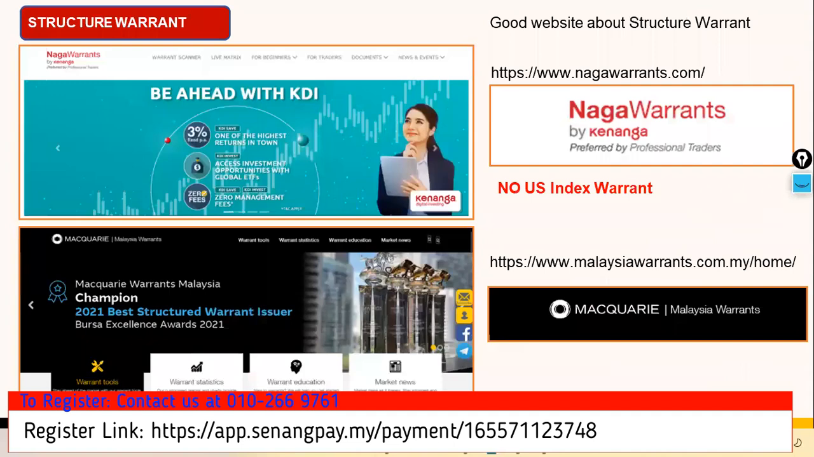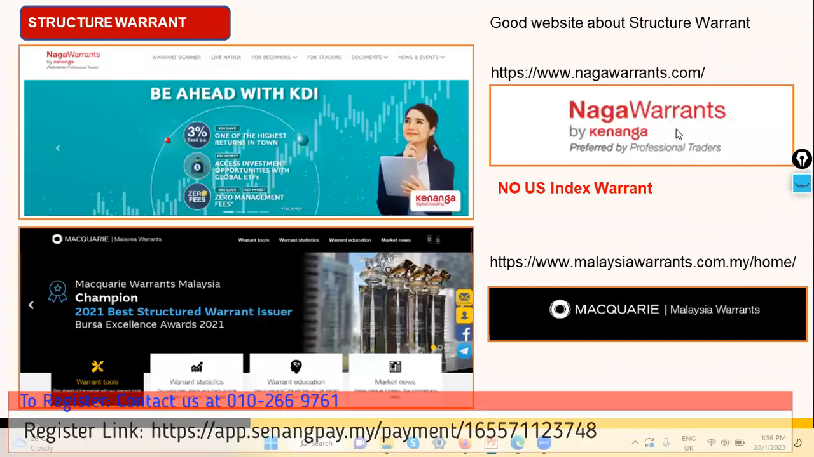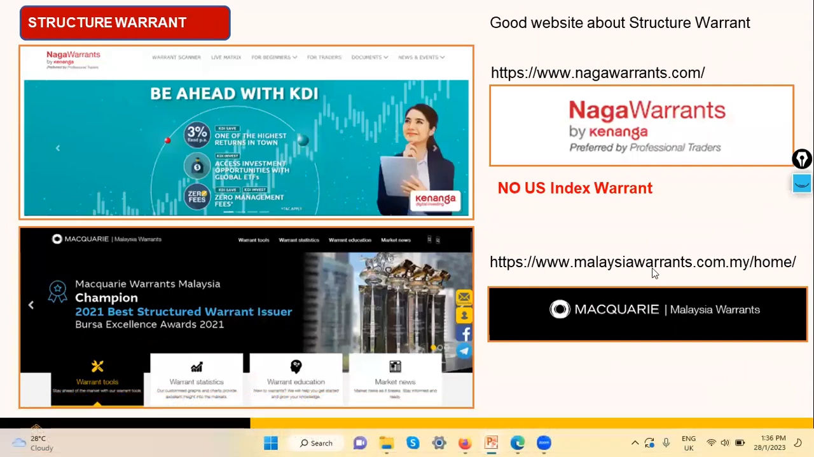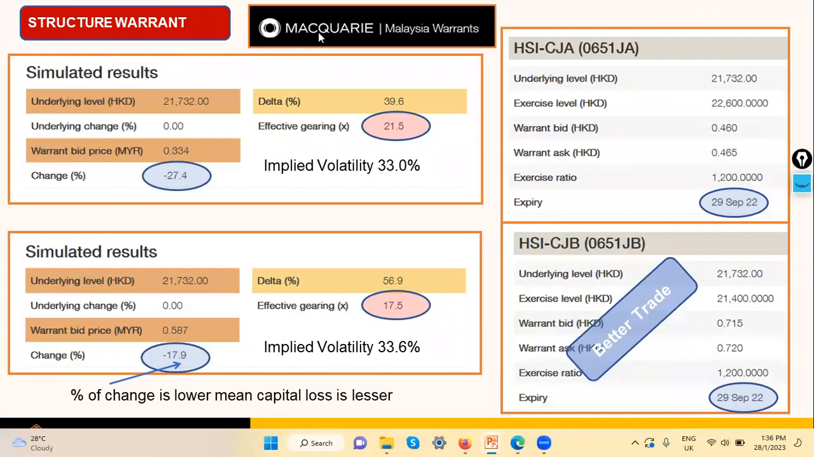That's why in the training we will introduce two different types of warrant, Naga Warrant and Macquarie Warrant, because both have a lot of indicators. Which one you need to choose, which one is better? Even though the expiry date looks the same, you need to see what percentage they change according to their index. So this will also be very important.